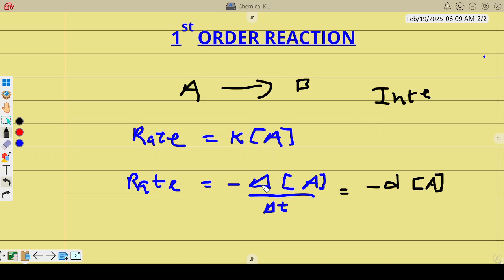So this change in A, we can write it as dA, meaning change in A, and then we say over dt, which is the change in the time. So this is the rate expression and the rate law.